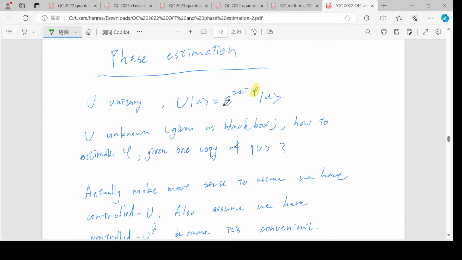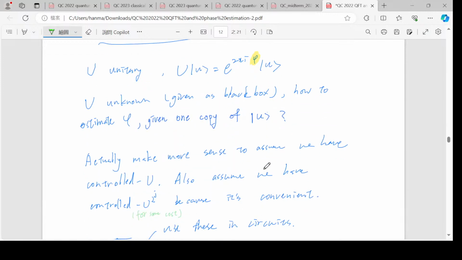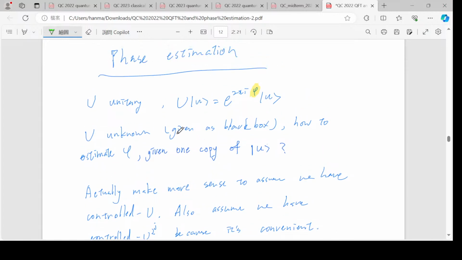This is a pretty quantum task you want to do. You have a quantum gate and some eigenvector of it, and you want to find the corresponding eigenvalue. That's the phase estimation because the eigenvalue is this whole thing e to the 2 pi i phi, and it's a phase because it has norm one. As we said, U is unknown, given as a black box, and you want to estimate this phi when you have some copies of U. That's the phase estimation task we want to do.